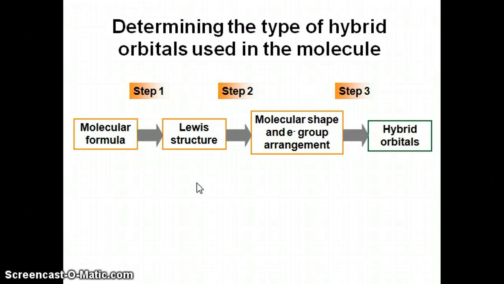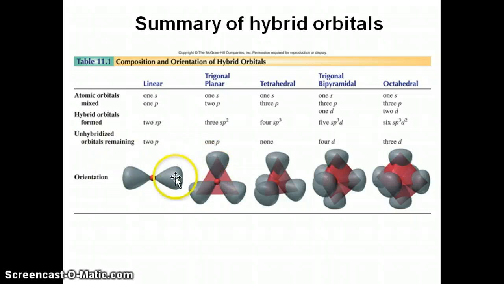Is it linear? Is it trigonal planar? Is it tetrahedral? Is it trigonal bipyramidal? Or is it octahedral? Once you have that, then you need to assign the appropriate hybrid orbital for each of those central atoms. In other words, if you have, for example, a linear shape, then you would assign an sp orbital for that central atom. If you have a trigonal bipyramidal shape, you would assign an sp3d hybrid orbital for that central atom. So that's the way we're going to apply this in terms of practice. Okay, in the next video I'll show you an example on how to actually do this.